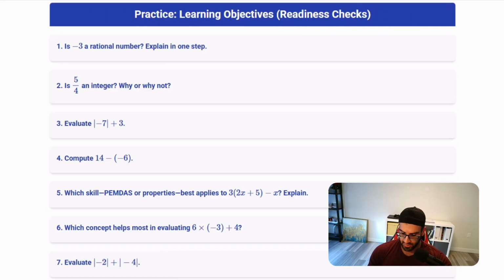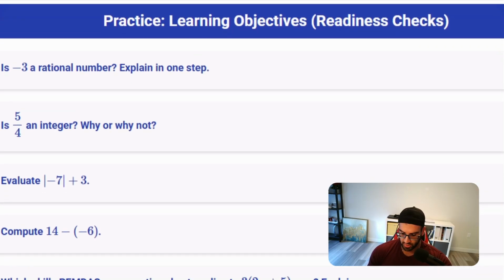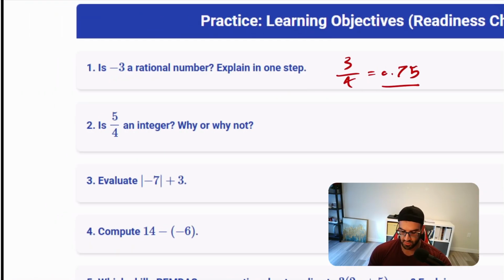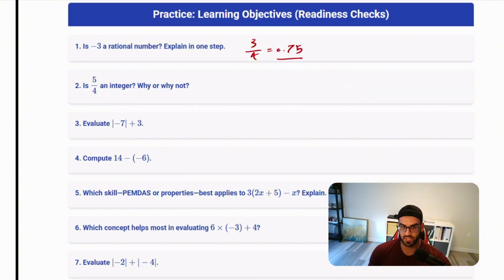If you remember, a rational number is one that you can write as a fraction. For example, 3/4 is equal to 0.75, so I can consider 0.75 a rational number. So at this point, are there any two numbers that I can divide together to get -3? Obviously, yes. I have -3 divided by 1, and I have 3 divided by -1, and these two can be written and we still have -3. So we can say yes, -3 is a rational number.